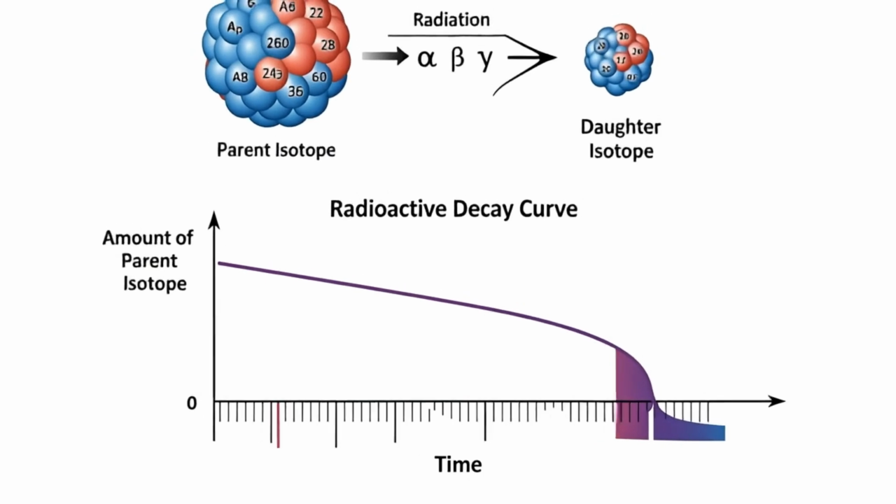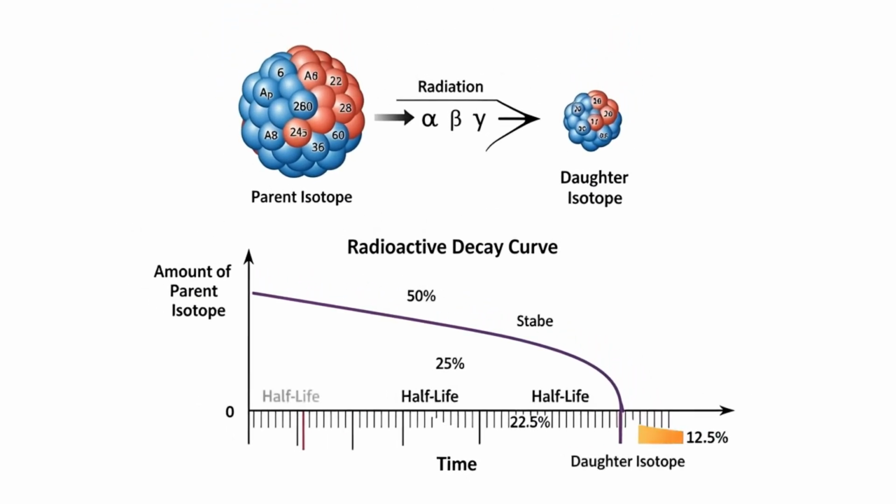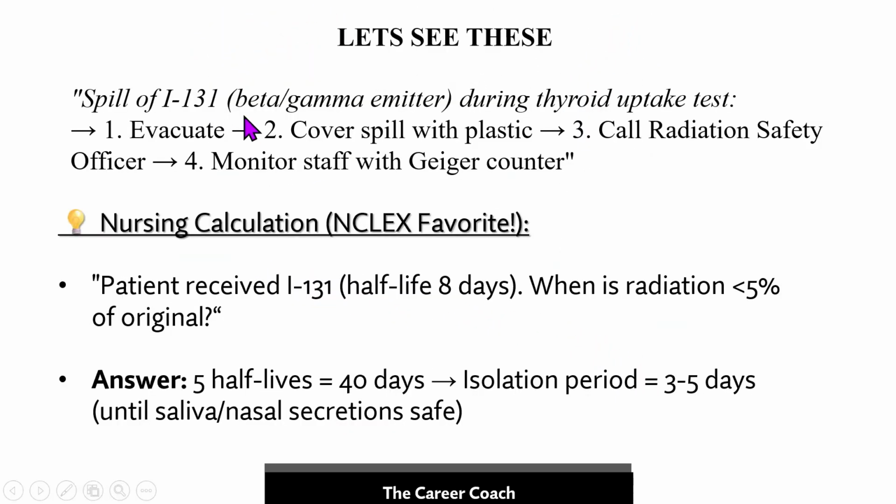Let's see this. There was a spill of iodine-131, which is an isotope of iodine. It is a beta or gamma emitter used during a thyroid uptake test. What should the nurse do? 1. Evacuate. 2. Cover the spill with plastic. 3. Call the radiation safety officer. 4. Monitor staff with a Geiger counter. A staff member got a spill of iodine-131. This is what the nurse must do.